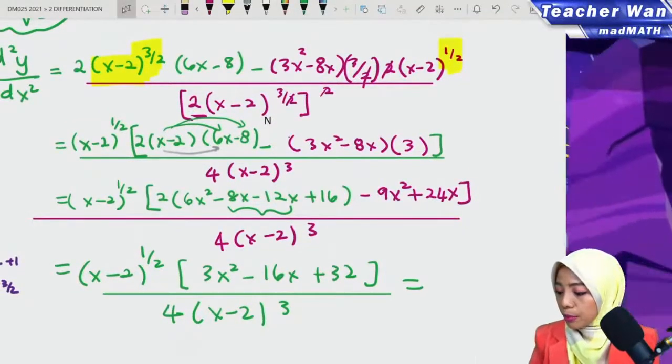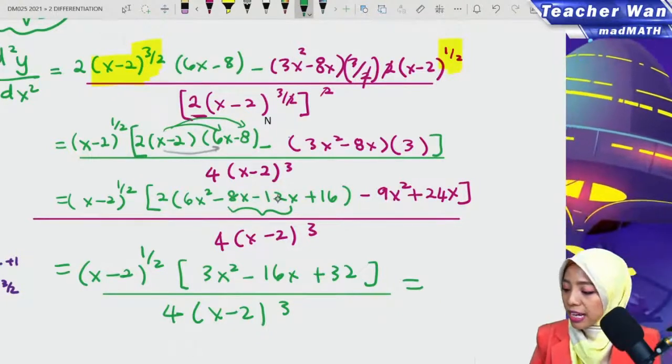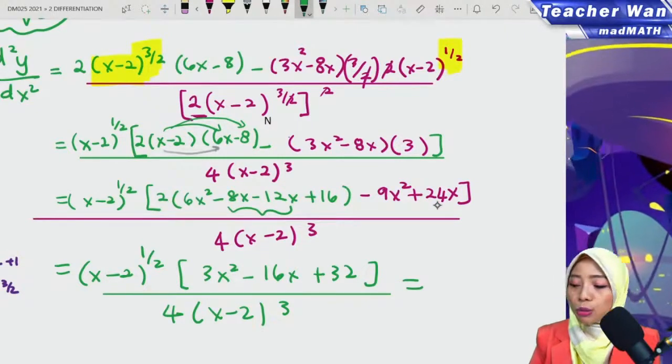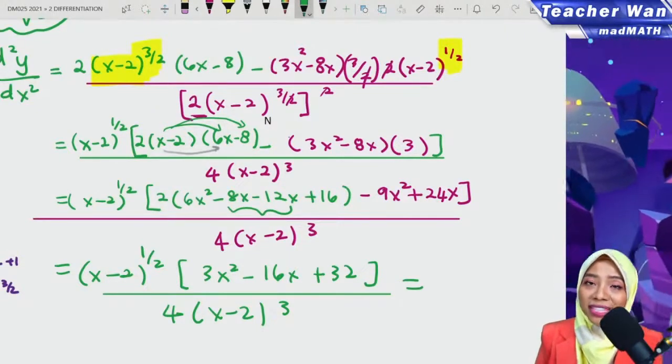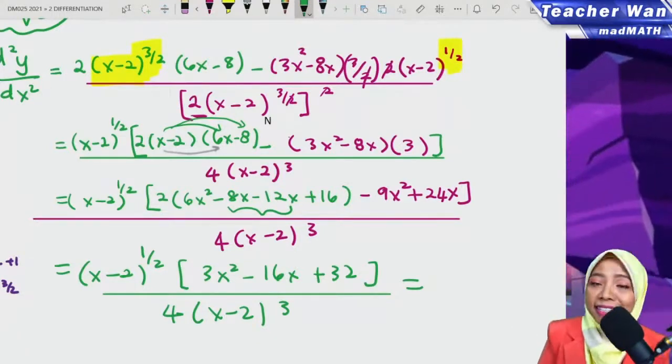So, apa yang kita buat adalah 6 times 2, 12. 12 minus 9, we get 3. This is negative 20 times 2, negative 40. And then negative 40 plus 24 dapat 16. That's seterusnya. Okay. Nothing unusual pun. Semuanya just mathematical sahaja.